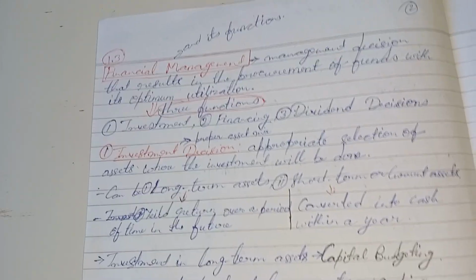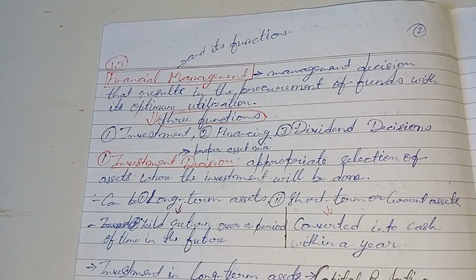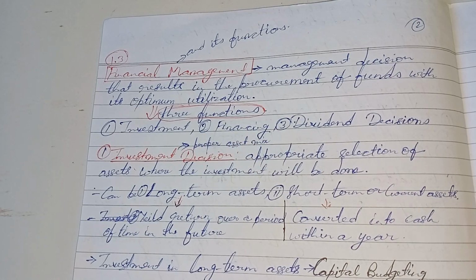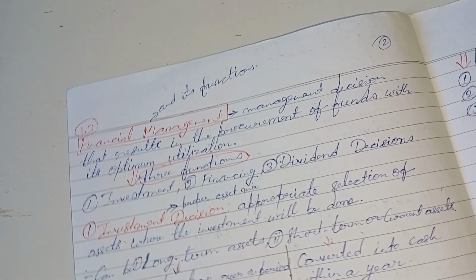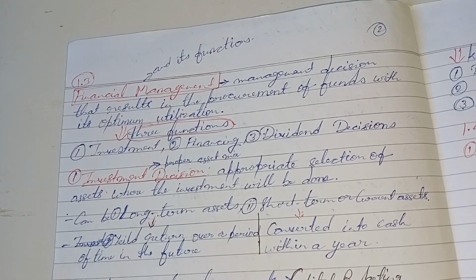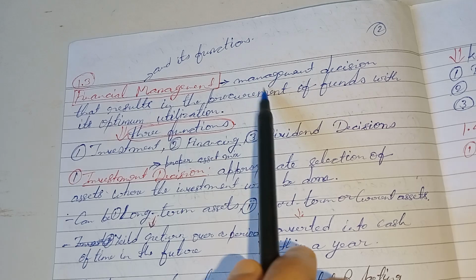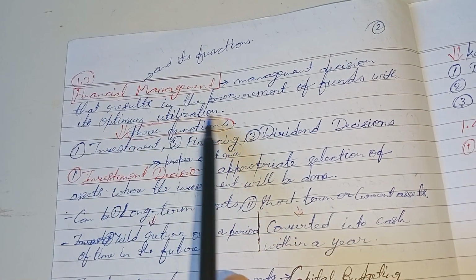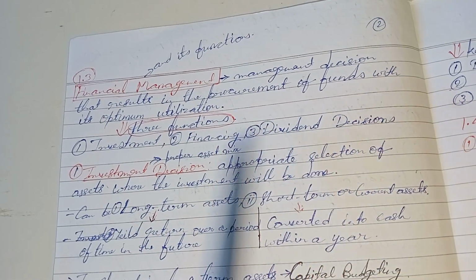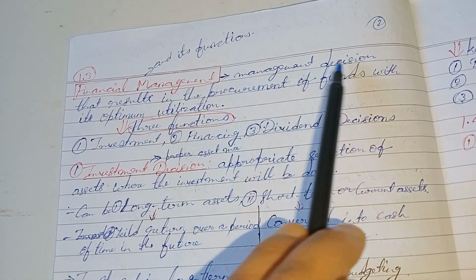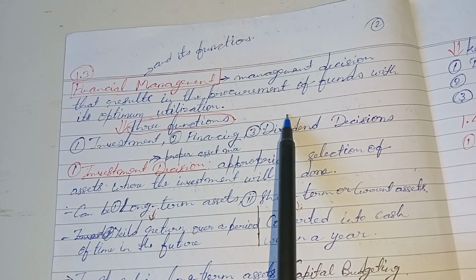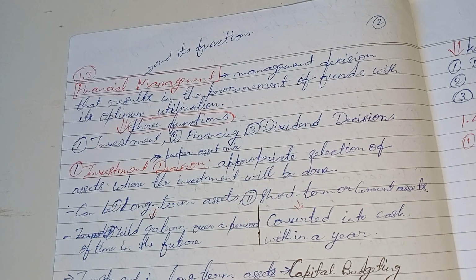Now next we move on to 1.3, that is financial management and its functions, which we will discuss here. As it is visible on the screen, financial management is the management decision that results in the procurement of funds with its optimum utilization. Okay, so what is financial management? It is the management decision that results in the procurement of funds with its optimum utilization. So that is it about financial management.